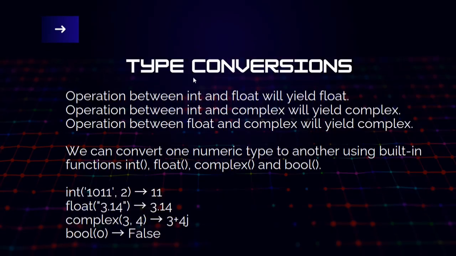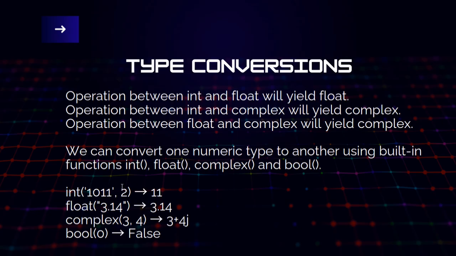Type conversions in Python. We can convert data type from one to another. Operation with int and float will yield float as float has higher precedence. Operation between int and complex will yield complex. Operation between float and complex will yield complex. We can convert one numeric type to another using built-in functions int, float, complex, and bool.